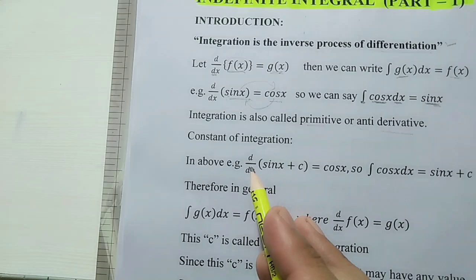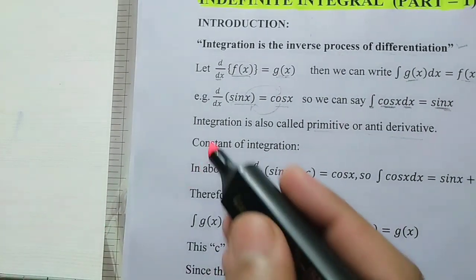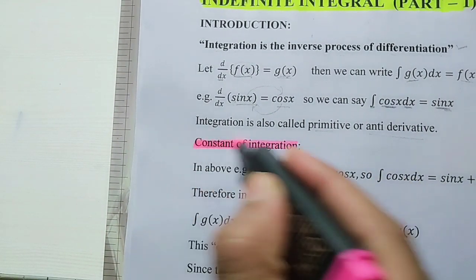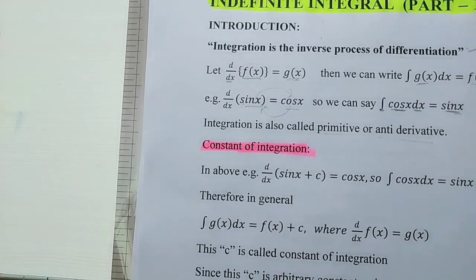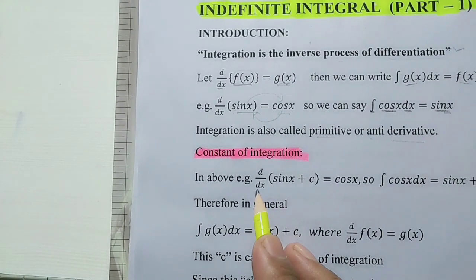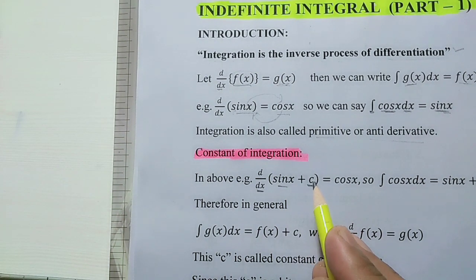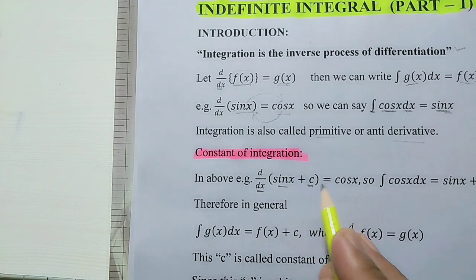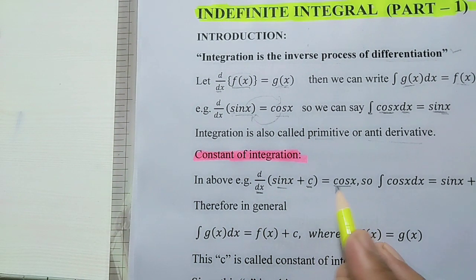Now it is very important. Now you need to understand what we mean by constant of integration. I am giving an example. Differentiation of sin x plus any constant c, where c can be any constant like 3, 4, 5, any real number, is cos x, because the differentiation of a constant is 0. So again you are having cos x.